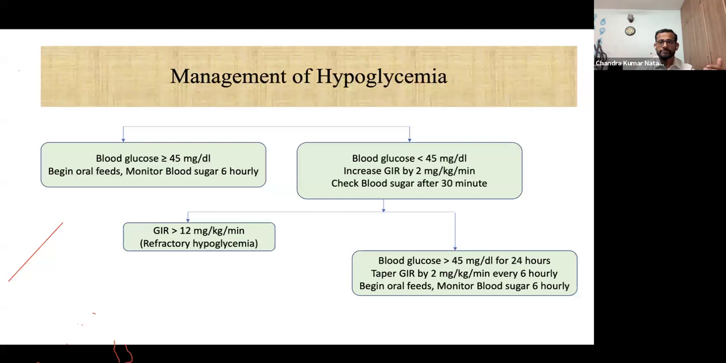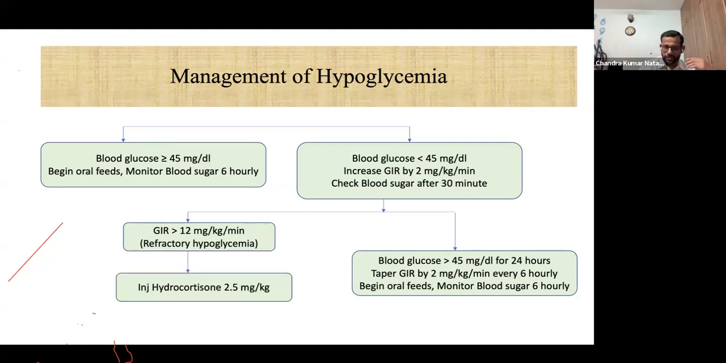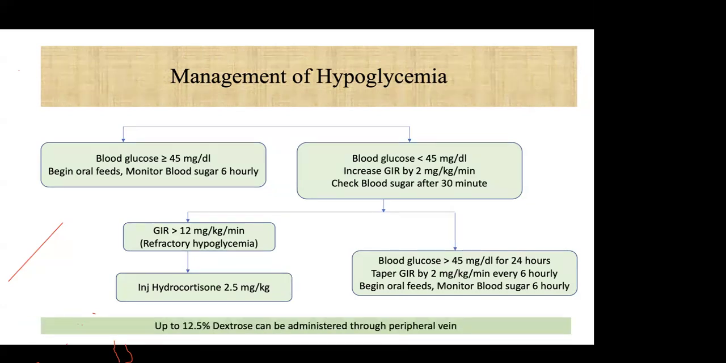Okay. So if the baby is not maintaining blood sugar more than 45 for any reason, even with a GIR of more than 12 milligram per kg per minute, then it is called refractory hypoglycemia. So these babies may require additional measures, which includes administration of steroids. And also in some cases, if we had already done a critical sample and found hyperinsulinemia, then we also use diazoxide in such babies. Okay.